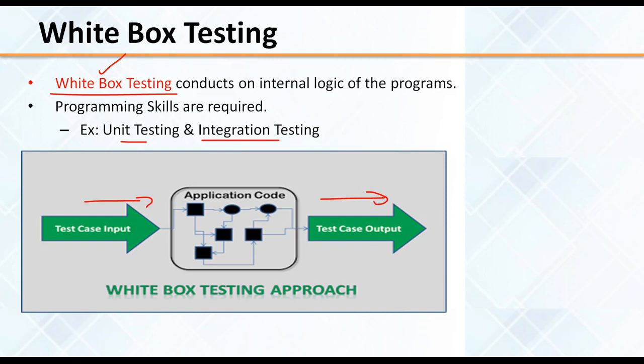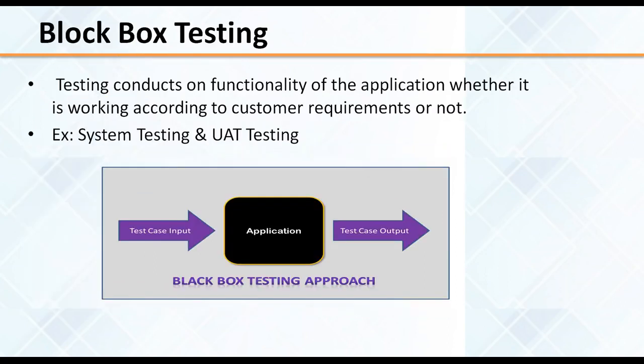When you come to system testing, it is black box testing, completely black box. We don't know internally what they have written, but here we will provide some input and we will get some output. With respect to the customer requirement, we need to verify whether it is working or not. So that is system testing and UAT testing. These come under black box testing. These we already discussed.